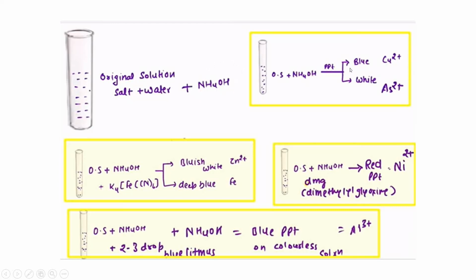What happens if there is a blue precipitate? It shows the presence of copper. White precipitate shows the presence of arsenic. So white precipitate will not be for you. If blue precipitate is there, it shows the presence of copper.